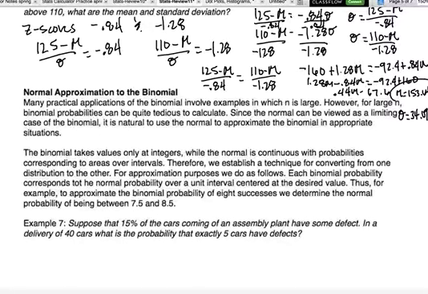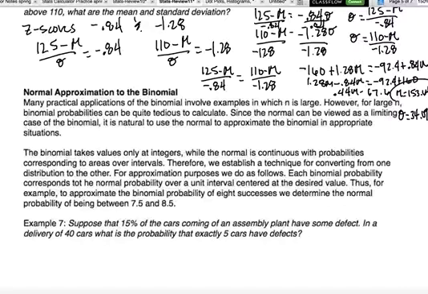Alright, normal approximation to the binomial. Many practical applications of binomial involve examples in which n is large. However, for large n, binomial probabilities can be quite tedious to calculate. Since the normal can be viewed as a limiting case of the binomial, it is natural to use the normal to approximate the binomial in appropriate situations.